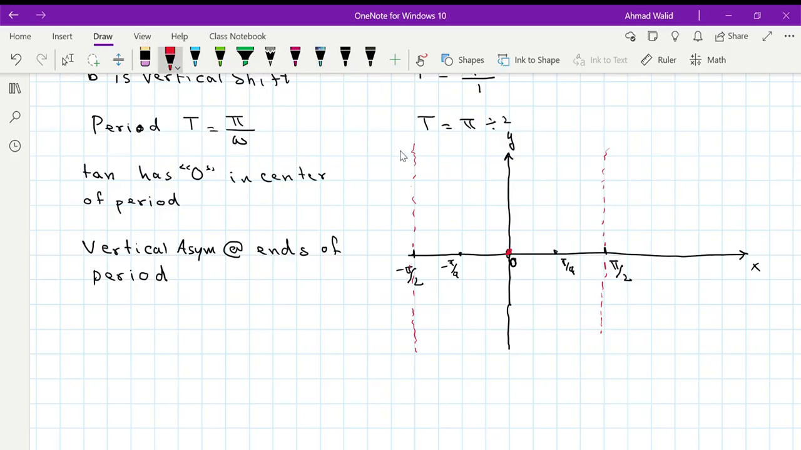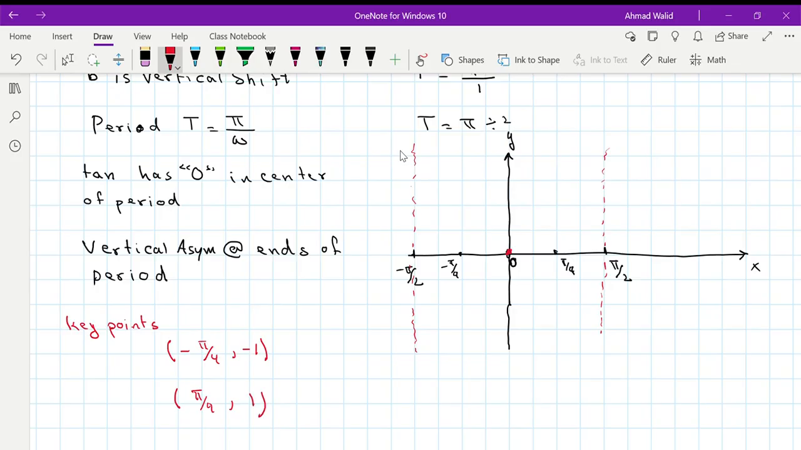And remember the key points. The key points are at quarters. What does it mean? I have the first key point at negative pi over 4. This is my first quarter. Here, negative pi over 4 at the first quarter is negative 1, because the graph of tangent is an increasing graph. The second quarter is pi over 4, and at pi over 4, remember, we have 1.